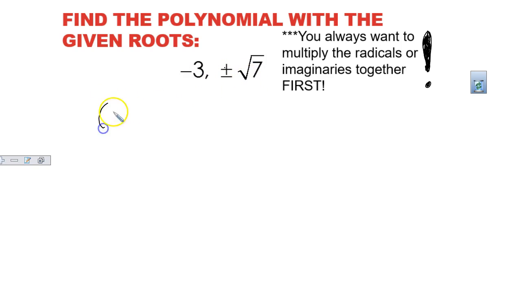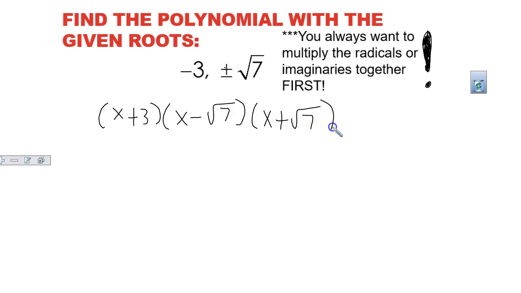So when we write our factors, we'll have x, change it to plus 3. We'll have x, and this plus root 7 will change to minus root 7. And the negative root 7 will change to plus root 7. These radical roots, or these square roots that are zeros, always come in pairs. So you'll never have a square root of 7 that's positive without the negative counterpart, or the negative one without the positive counterpart.